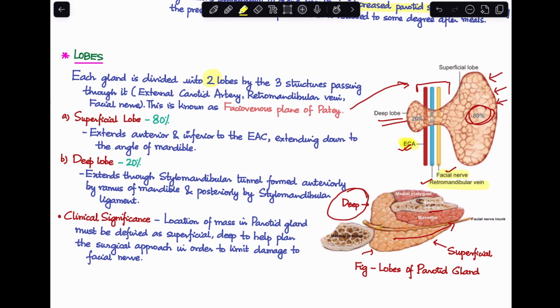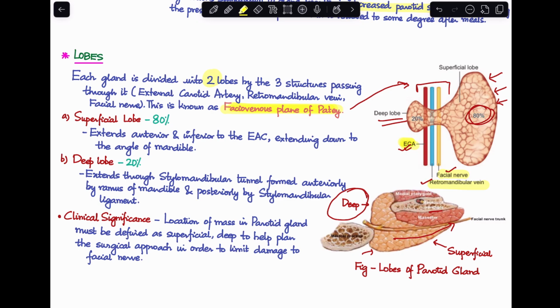And the plane that is formed by these three structures is known as the fasciovenous plane of Patey. Now, what is the clinical significance of knowing this? So, any mass which forms inside the parotid gland, we need to define its location as superficial or deep to help us in planning the surgical approach that we need to take in order to limit any damage to the facial nerve. So there are a lot of pointers that you need to know how to locate the facial nerve when you're performing parotidectomy. That's a separate video I already have made.